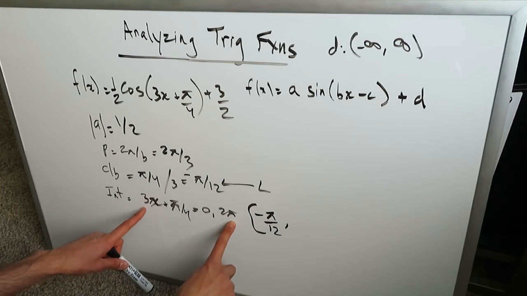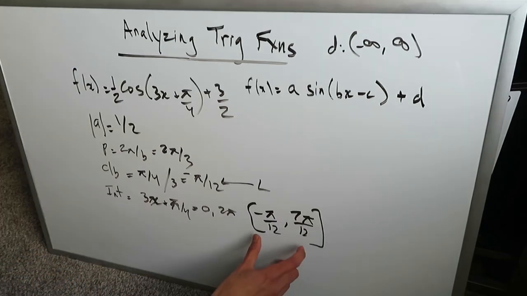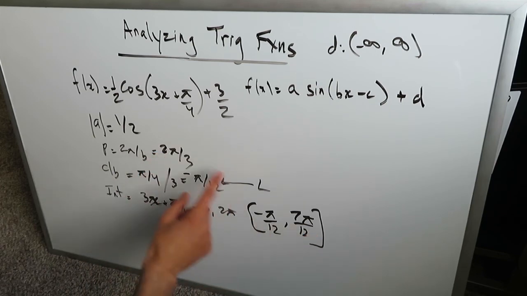7 pi over 4 divided by this 3 gives you what? 7 pi over 12. If you take the difference of these, you'll get 2 pi over 3. Remember, the interval represents the end and the starting point of a single wavelet, which is also represented in terms of the period. So the difference of this will confirm your period.